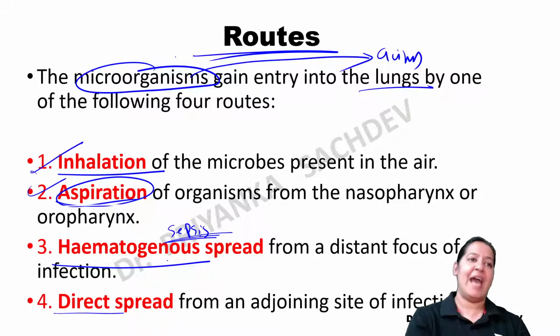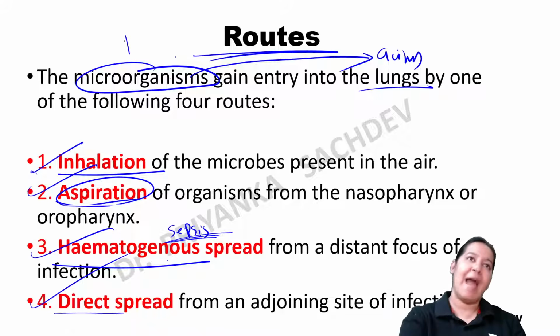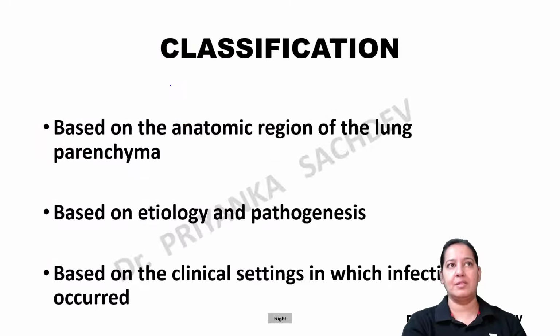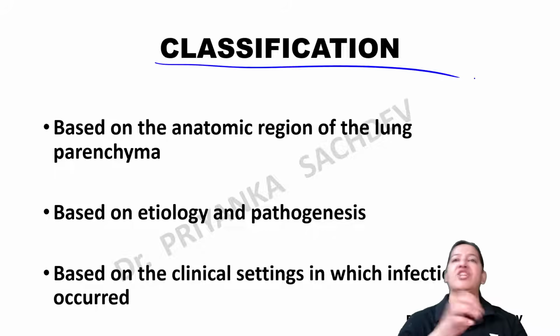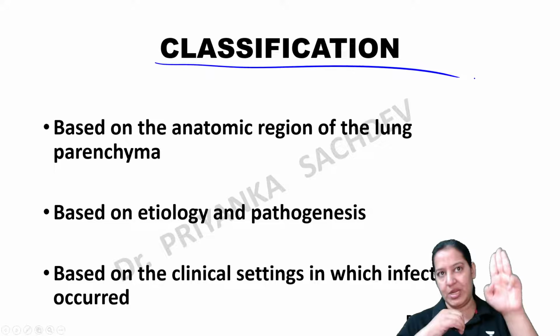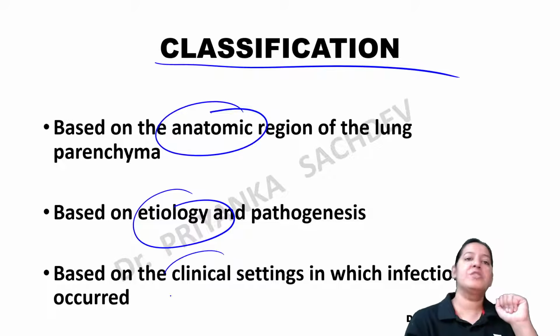So inhalation, aspiration, blood route and direct route. These are the 4 routes via which bacteria or any microorganism can get entry into the lung. So that is the thing. After pathogenesis, let me move ahead. Tell me the classification of pneumonia. How can you classify pneumonia? We can classify pneumonia in 3 ways. Number 1, based on the anatomy, based on the etiology, and based on the clinical settings.